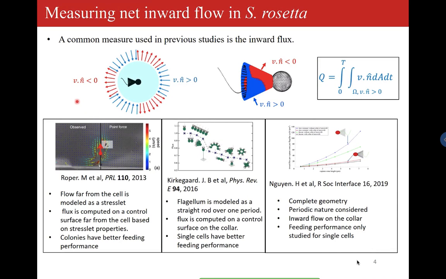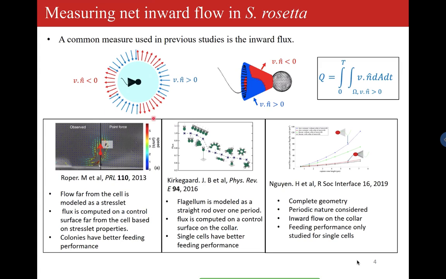So we have several studies using this approach for S. rosetta. For example, in Roper et al. 2013, they modeled the beating of the flagellum in the far field as the effect of a stresslet. And they use this spherical surface far from the cell and compute parts of the flow that goes inside this surface, shown in blue in this schematic. And they conclude that the feeding performance in colonies is better than feeding performance in single cells.